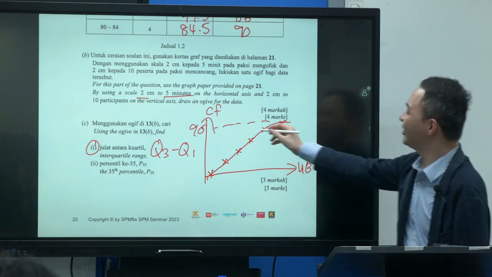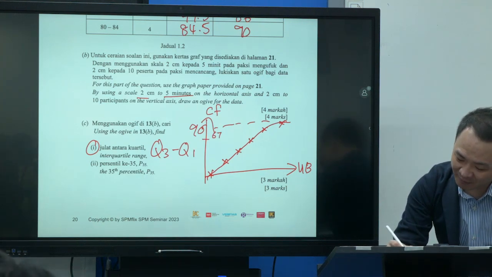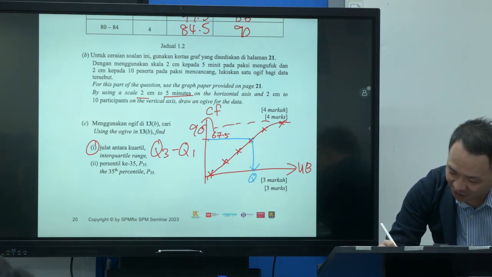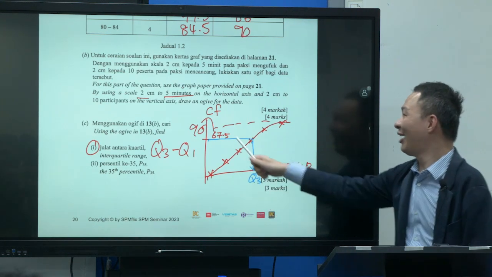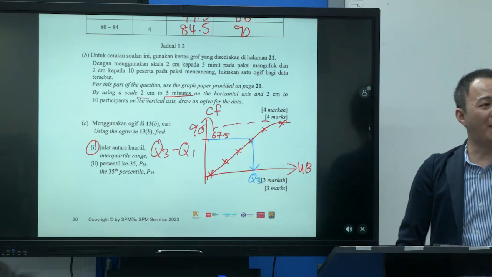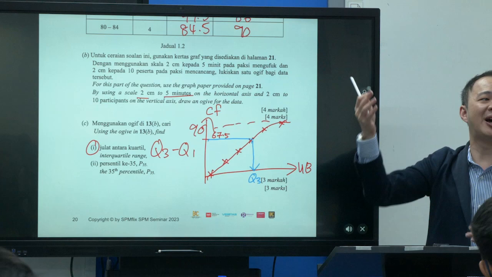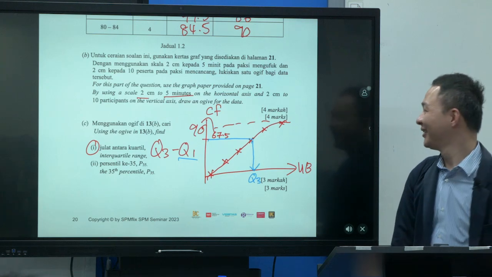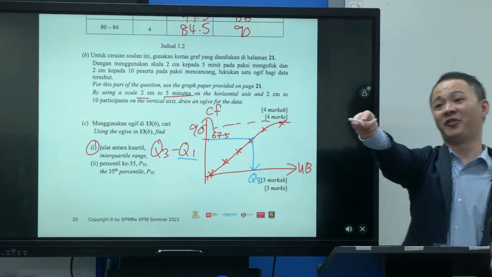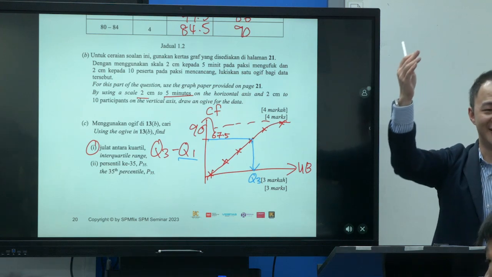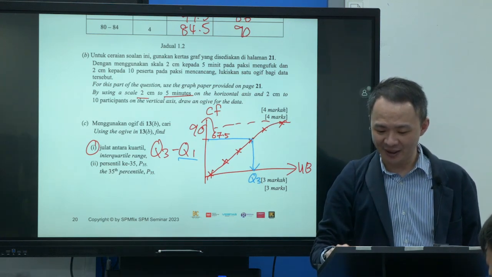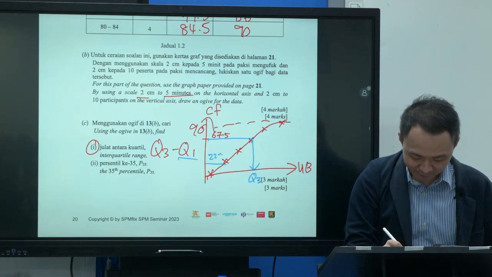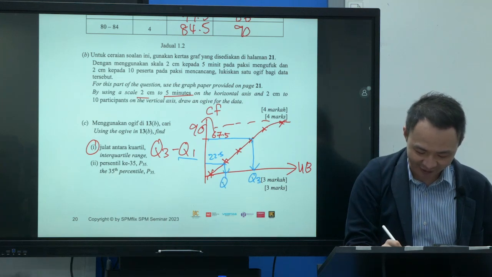67.5. So you need to look for 67.5 from this graph and then draw it. You will get one answer here. This is the answer for Q3. Do you see that? How do I get 67.5? I take 3/4 multiply total frequency, jumlah kekerapan lah. Then how about Q1? This is 75%, this one will be 25% or 1/4, darab total frequency. So 90 bagi dengan 4. Yes, 22.5. So you look for 22.5 here. You touch the curve, you get Q1.